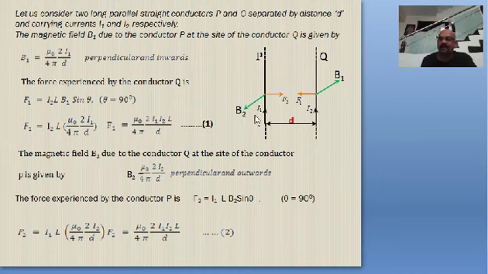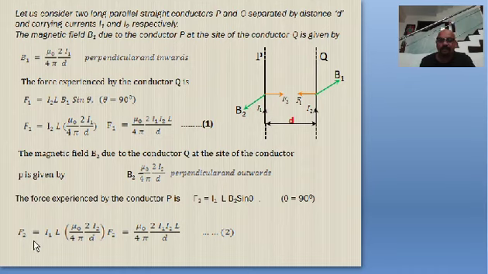Similarly, notice that in the region of the conductor P, there is a magnetic field B2, and that magnetic field B2 is produced due to the conductor Q carrying the current I2. So there is a magnetic field in the region P due to the second conductor, that is conductor Q, and that magnetic field we call B2, which is perpendicular and outwards. And now notice that the conductor P is carrying the current I1 and it is placed in the magnetic field B2. Therefore this conductor P also will experience a force, and this force is F2.